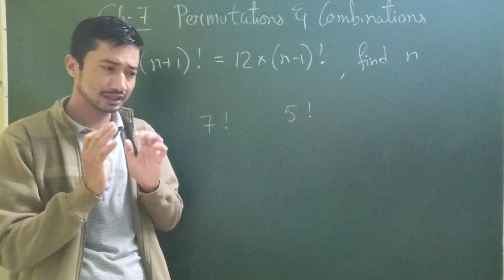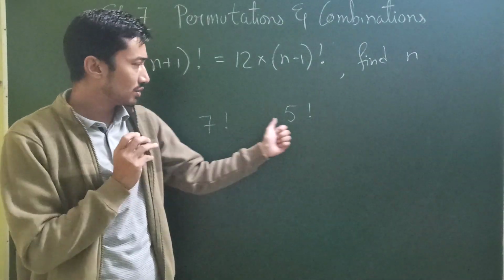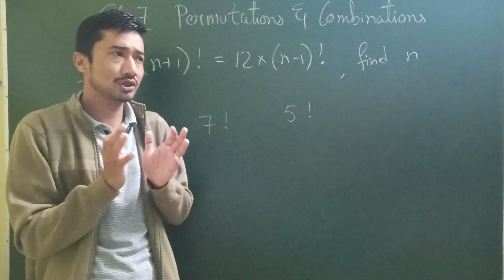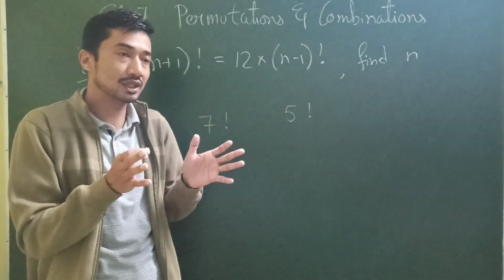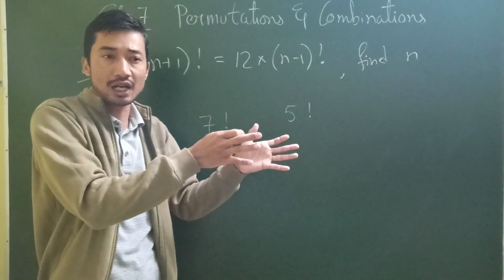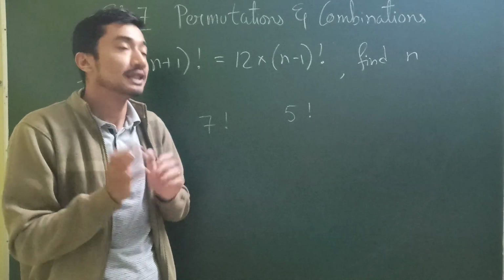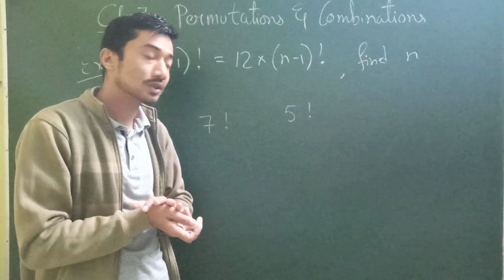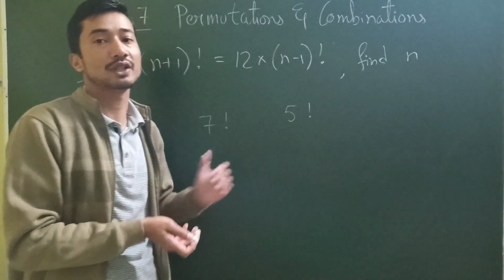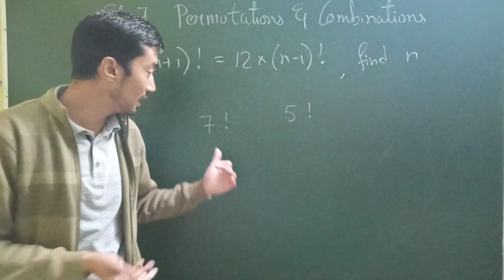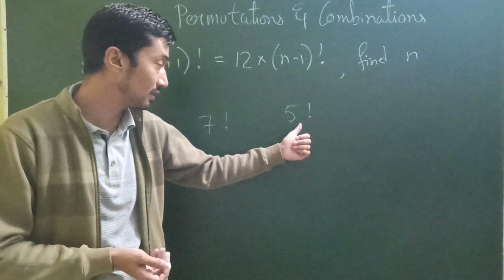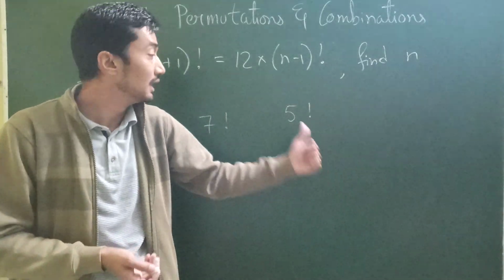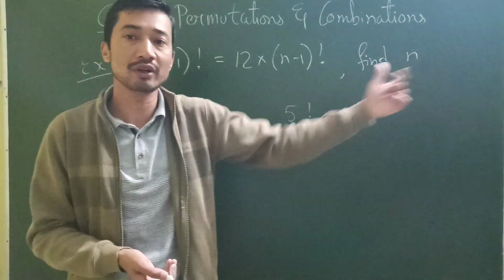Okay, focus, relax, think. Which of these two factorials should we expand? Or which of these factorials should be expanded to get to the other factorial? What I mean is, should I expand 7 factorial to get 5 factorial, or should I expand 5 factorial to get 7 factorial? Definitely I have to expand 7 factorial, because 5 factorial is along the path of 7 factorial: 7 into 6 into 5 factorial. If I expand 5 factorial, I'm not getting anywhere near 7.